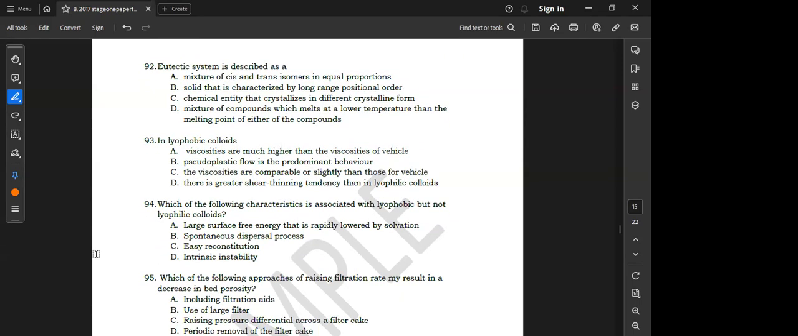Eutectic, that word is described as: a mixture of cis and trans isomers in equal proportions; a solid characterized by long range positional order; a chemical entity that crystallizes in different crystalline forms; and a mixture of compounds which melts at a lower temperature than the melting point of either of the compounds. Guys, even me, I don't know how to pronounce the word, it is hard.